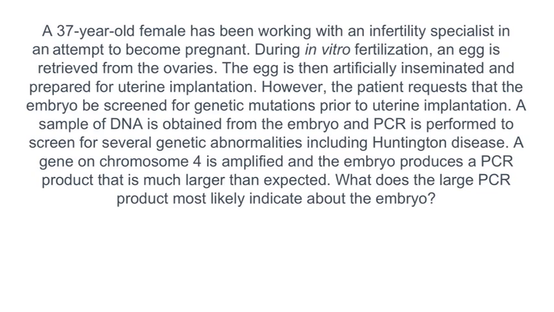Hopefully from the question stem, you notice that a gene on chromosome 4 was amplified by PCR in order to screen for Huntington disease. Recall from genetics that Huntington disease is an autosomal dominant trinucleotide repeat disorder. This means that patients with Huntington disease will have repeated sequences of CAG found on chromosome 4, so something like this.